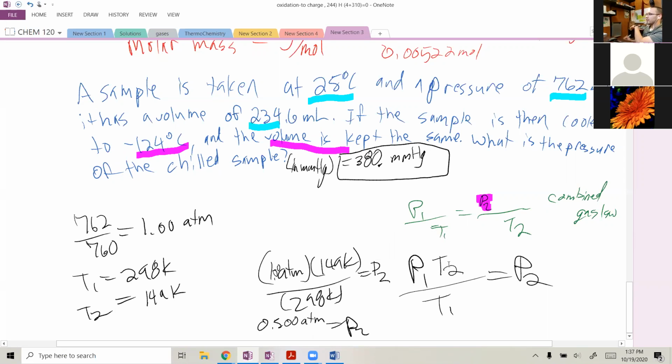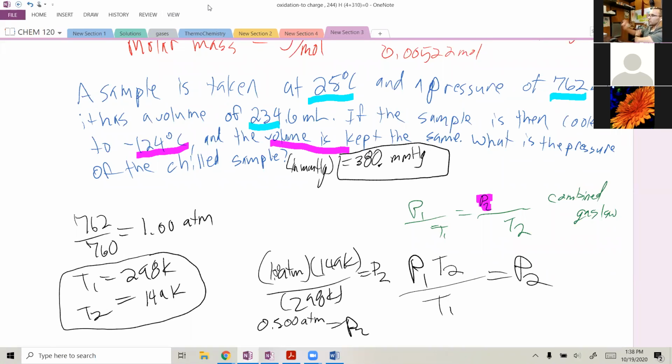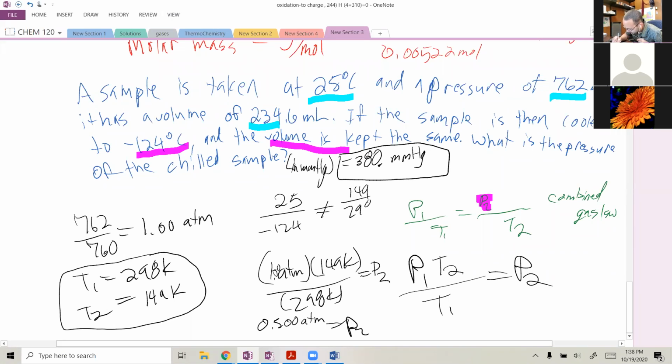But there's one unit that you always have to change, and that's your temperature. So you can never cut the corner and keep your temperature the same. You always have to change your temperature into Kelvin. And the reason for that is because we are just adding in that 273 on both sides. And so you'll get really funky results because 25 over negative 124 isn't the same as 149 over 298, right? Those values don't work out to be the same thing.